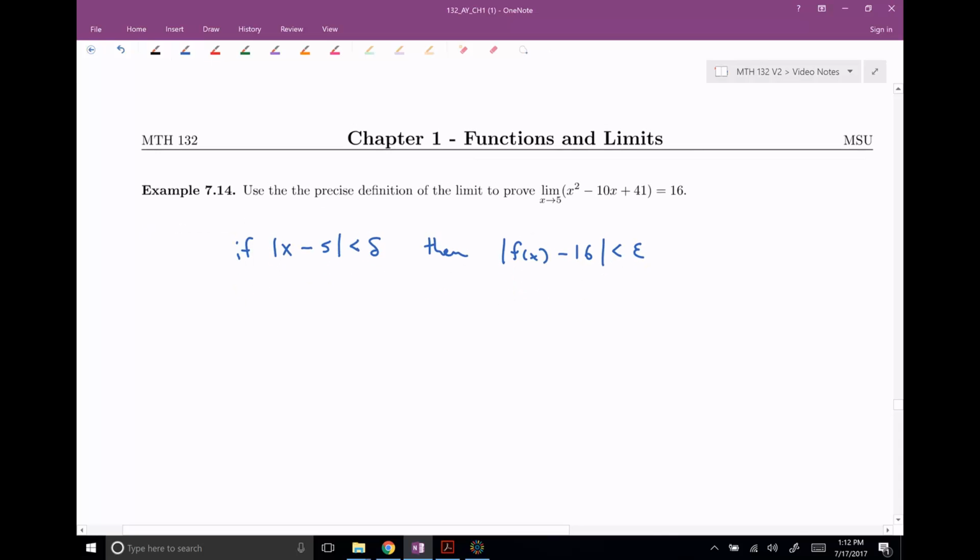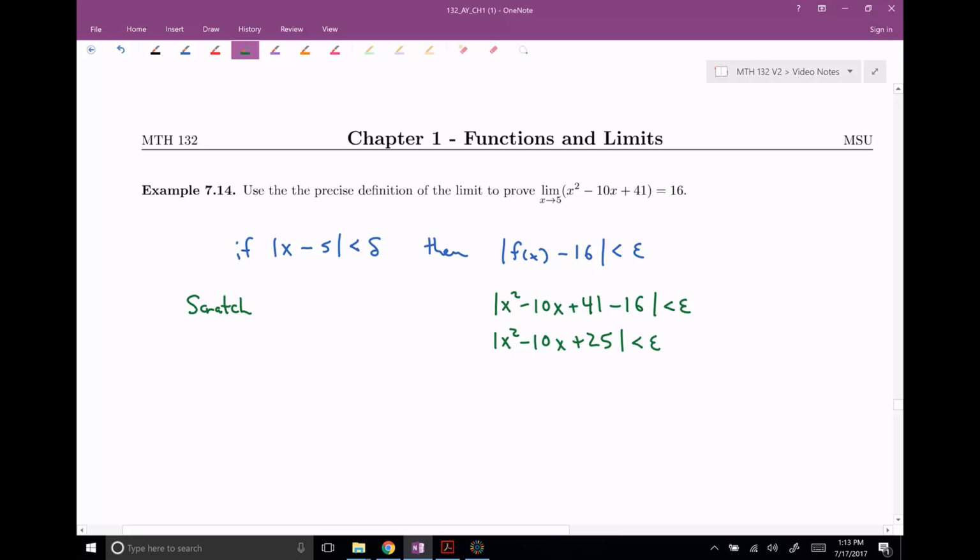Okay, so again, we're going to have some scratch work here. I'm going to cut out all these number lines and stuff that I've been doing, and just purely algebraically solve this one. So for the scratch work, I'm going to write out my specific f of x: x squared minus 10x plus 41 minus my 16 is less than epsilon. I can combine like terms: x squared minus 10x plus 25 is less than epsilon.